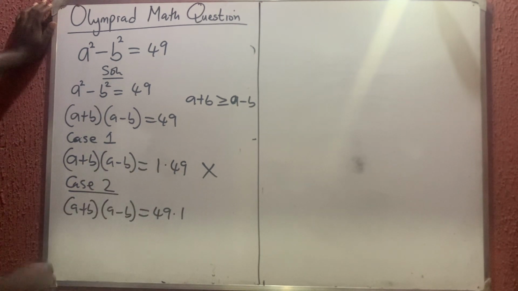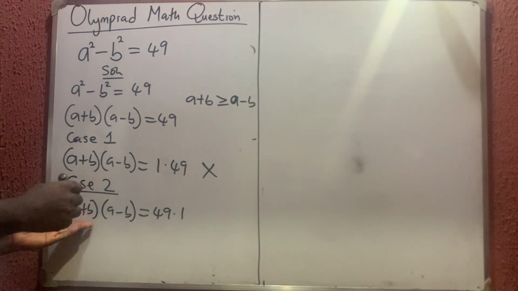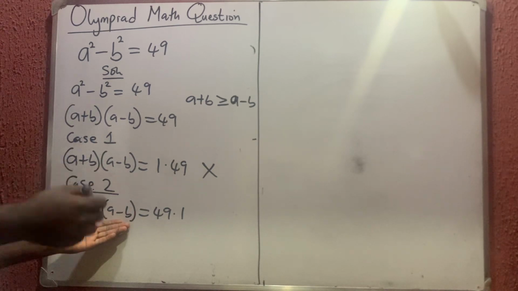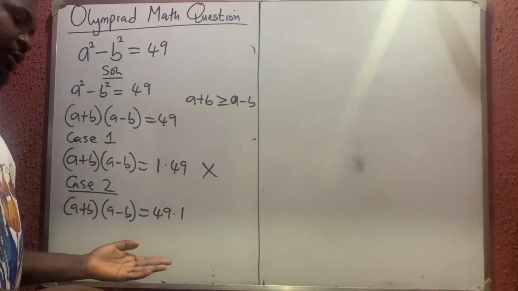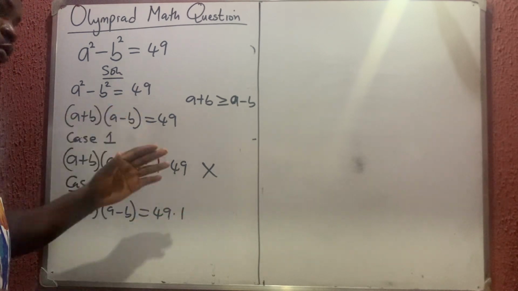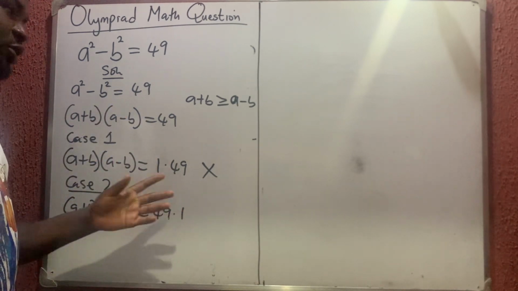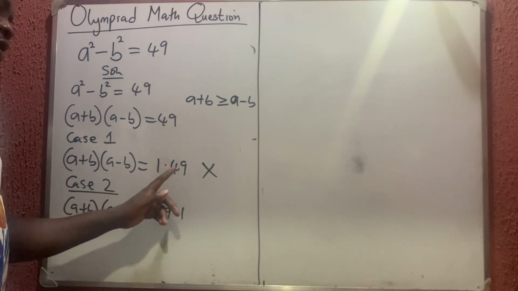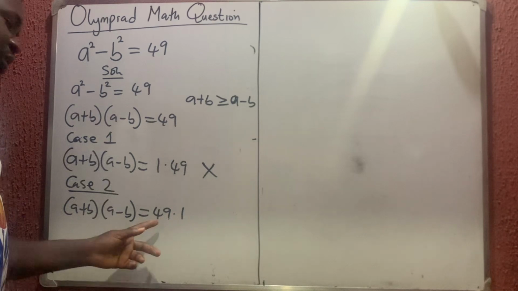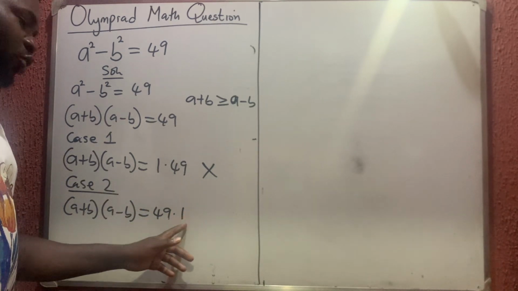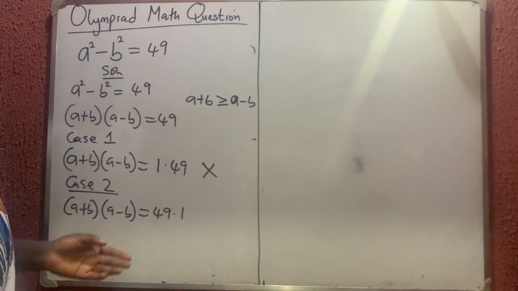Let us swap it now: 49 times 1. Now, this is greater than or equal to this. Correct. You know that "greater than or equal to" means one of them will work. So 49 is greater than 1, it works. But this one is not greater than 49, and 1 is not equal to 49, so it will not work. But look at this one. 49 is not equal to 1, but 49 is greater than 1. So this one will work.